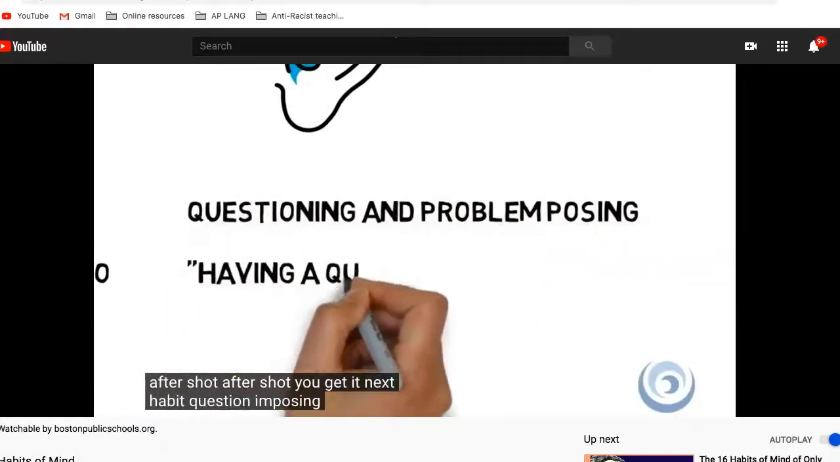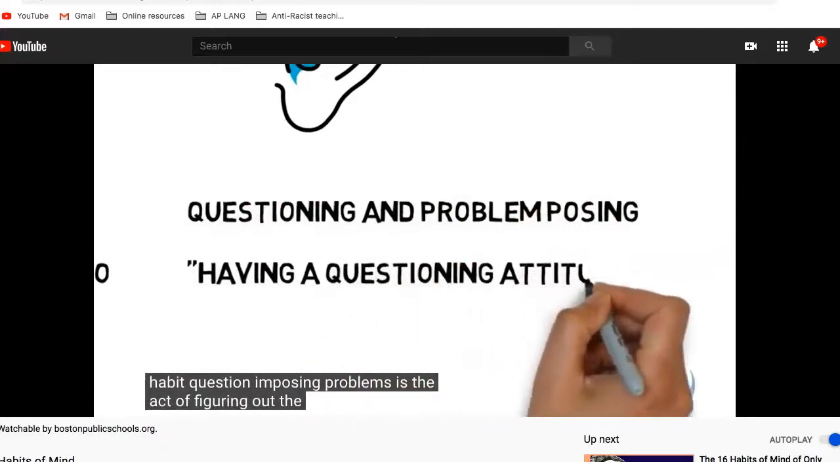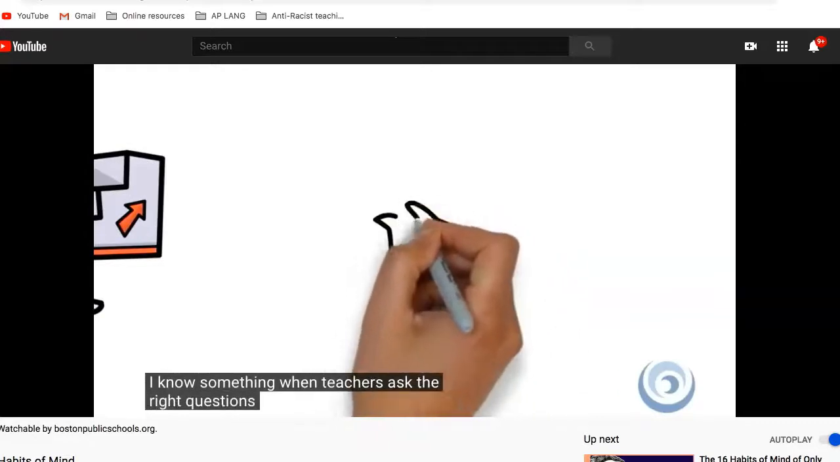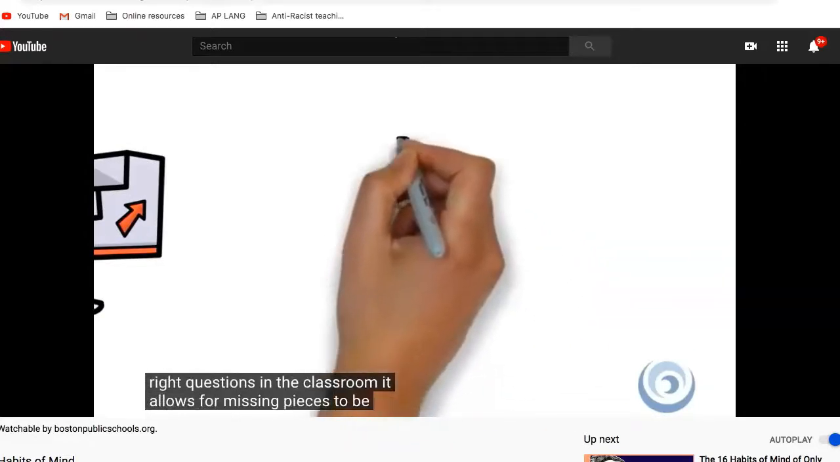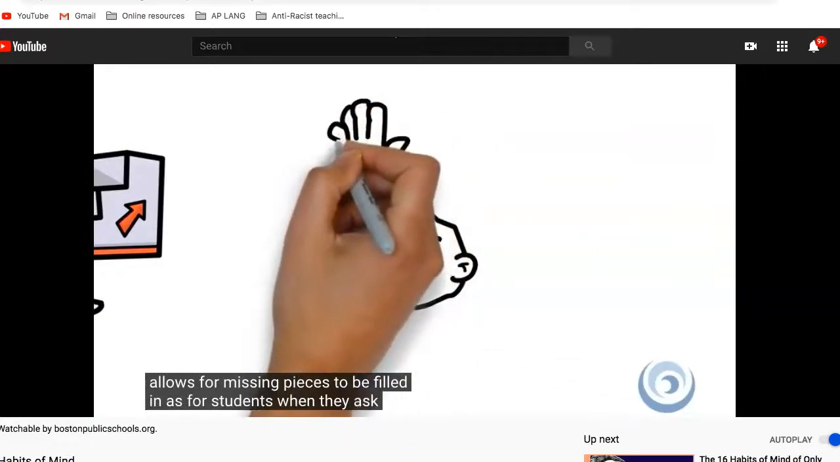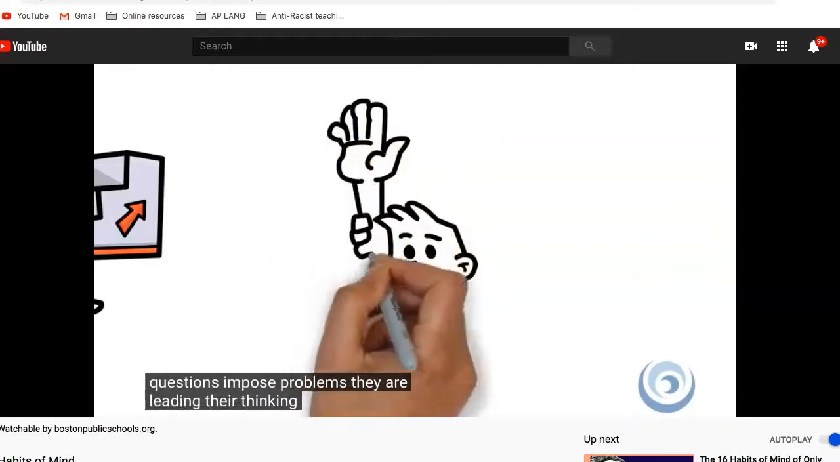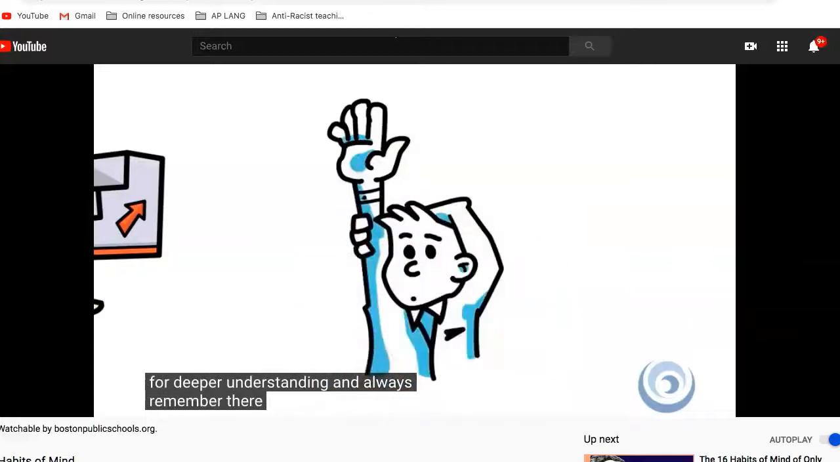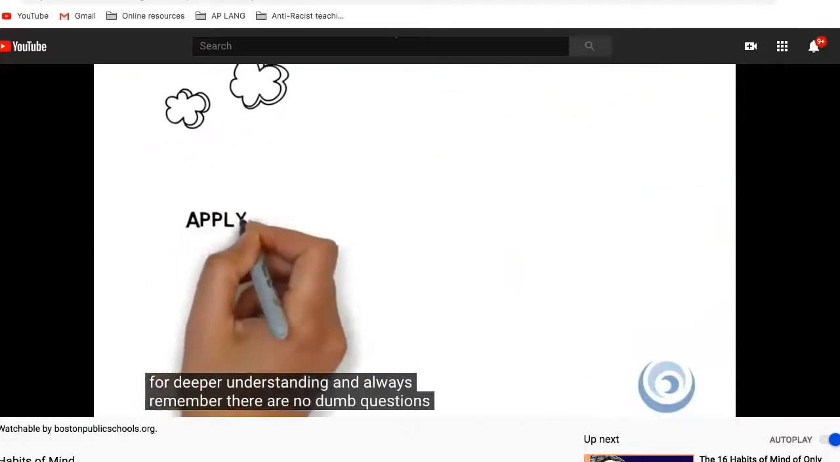Next habit, questioning and posing problems, is the act of figuring out the what and how do I know something. When teachers ask the right questions in the classroom, it allows for missing pieces to be filled in. As for students, when they ask questions and pose problems, they are leading their thinking toward a desire for deeper understanding. And always remember, there are no dumb questions.